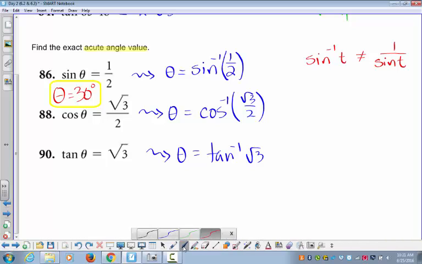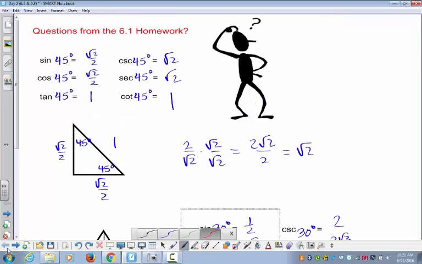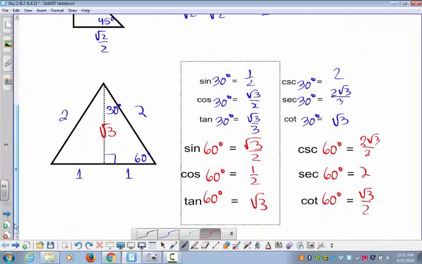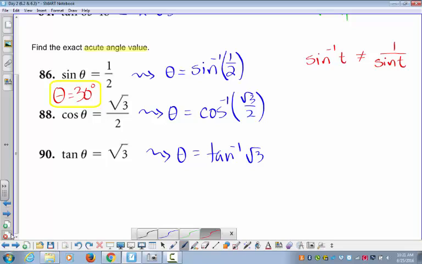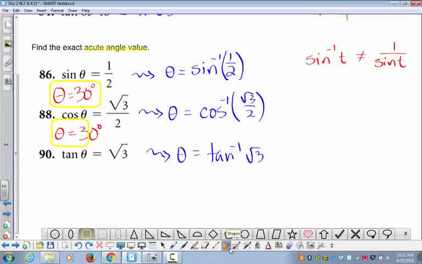Next one, cosine theta equals root 3 over 2. Blindly you can type it into your calculator, absolutely, because you're looking for an acute angle. But if we want to think about special angles, we'd be saying to ourselves, okay, what acute angle has a cosine value of root 3 over 2? We comb through our special angles. Oh, right there, 30 degrees is the special angle that has a cosine value of root 3 over 2. It is the acute angle. So, 30 degrees will be our answer for that one.